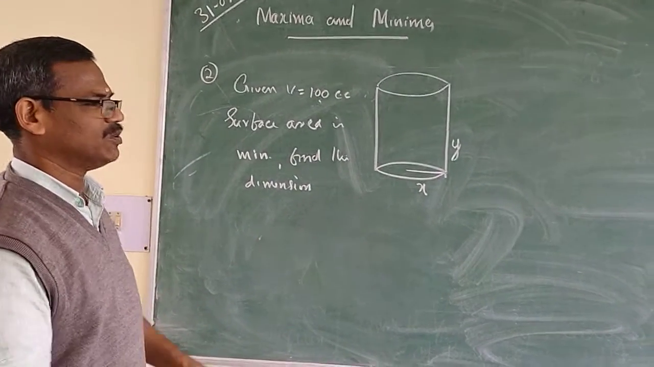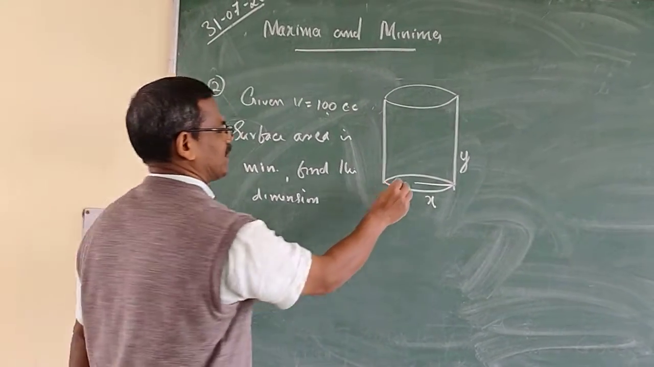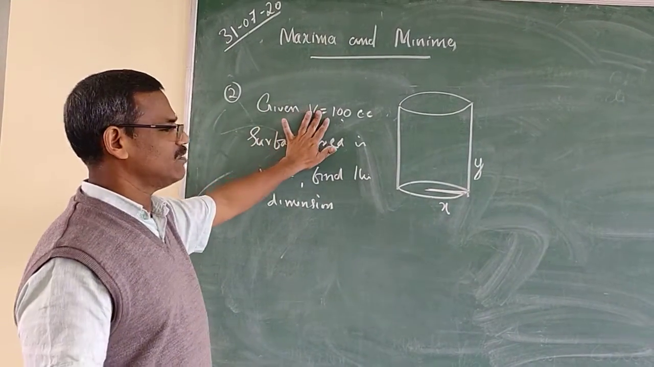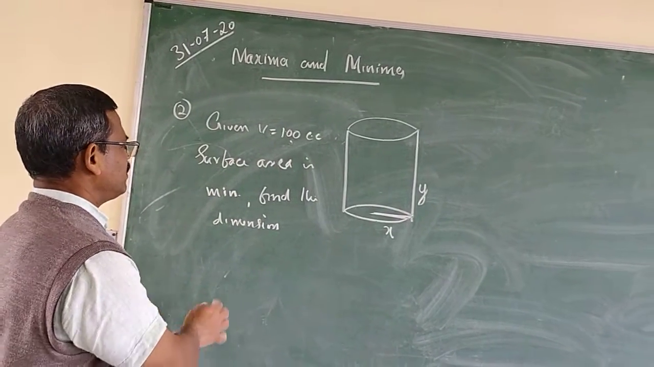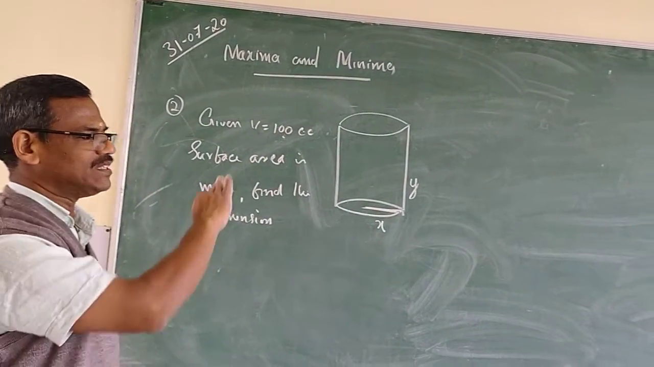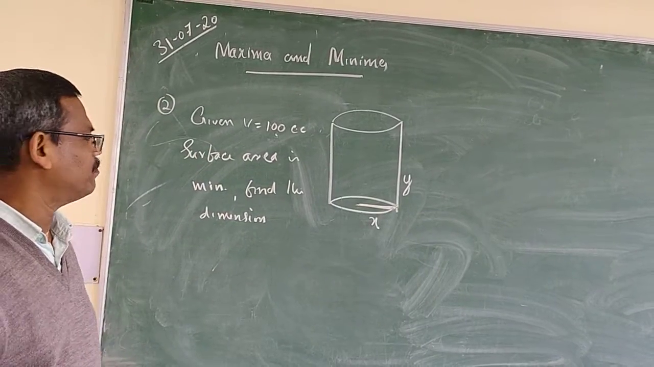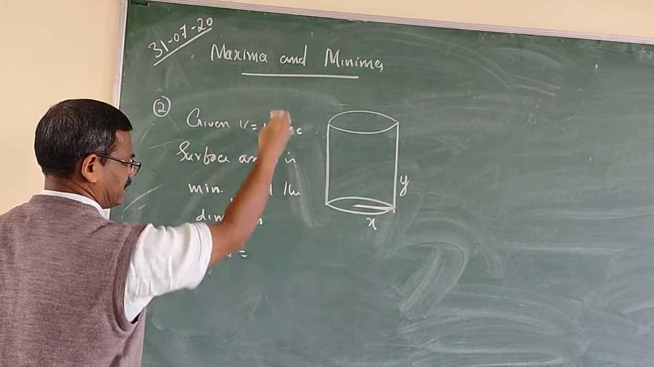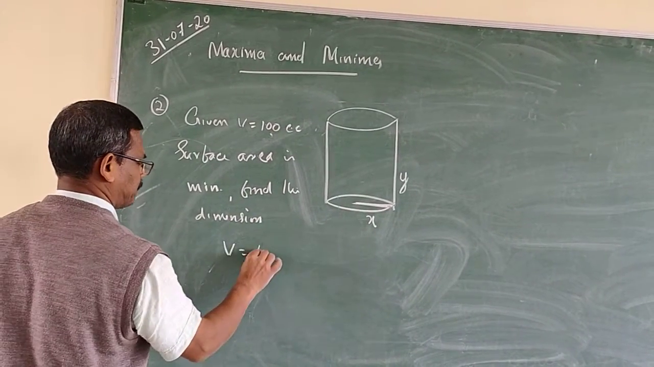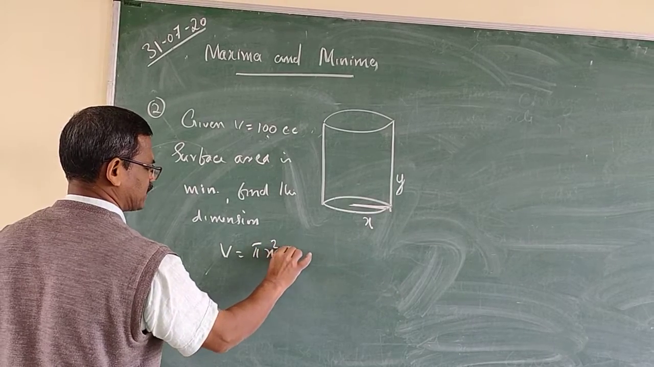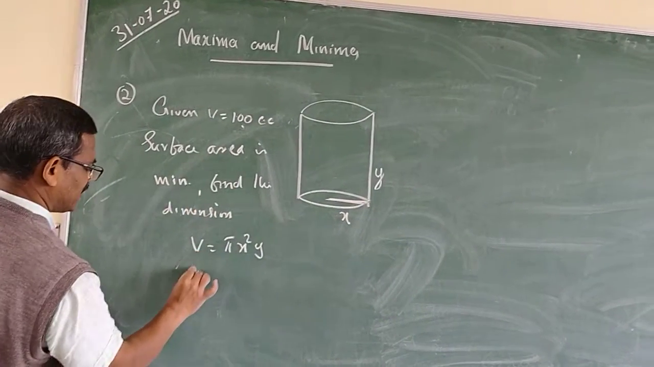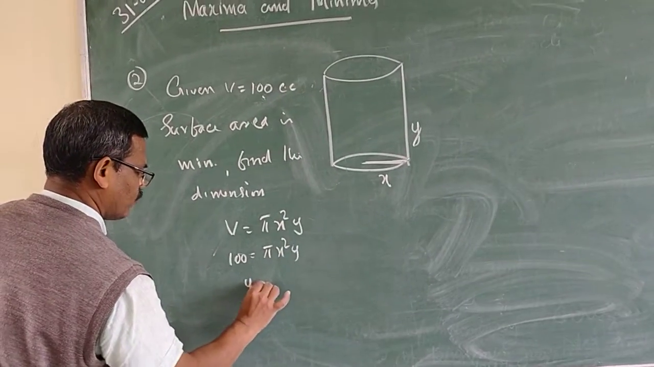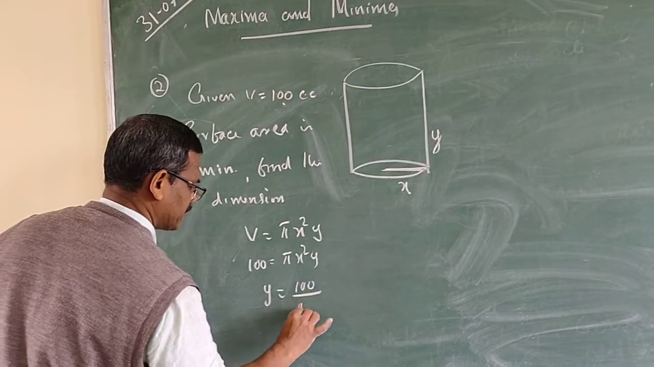To avoid this one, to keep that in mind, I am taking this x, base radius and y. So what is given is volume is given, and when the surface area of this cylinder is minimum, what are the dimensions? So we know that the volume of a cylinder is pi r square h. So here it is pi x square y. Volume is given as 100. So 100 is equal to pi x square y. Or I can get y is equal to 100 divided by pi x square.